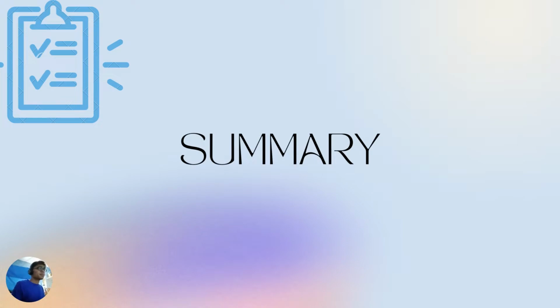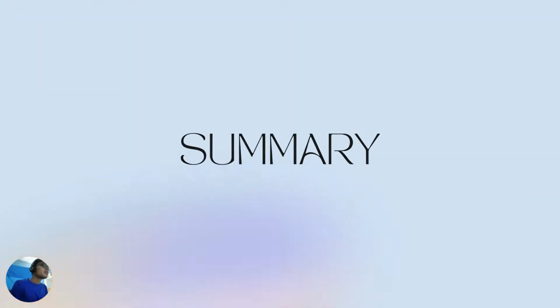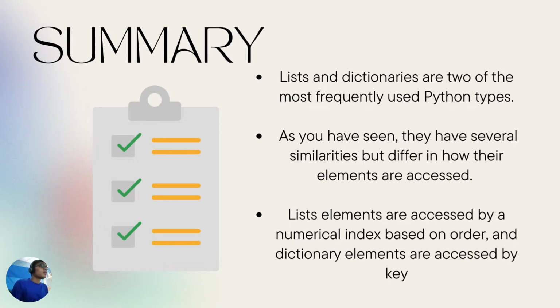So what is the summary? What is everything that you have learned till now? Lists and dictionaries are two of the most frequently used Python data types. As you have seen, they have several similarities but differ in how their elements are accessed. List elements are accessed by a numerical index based on order, and dictionary elements are accessed by keys. Well, good thing we have learned that a dictionary is essentially a mapping data type. Python was just a way to understand them, and dictionaries just were an example to understand mapping data types.